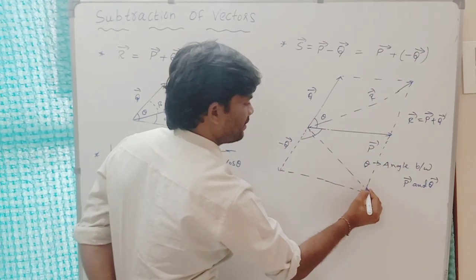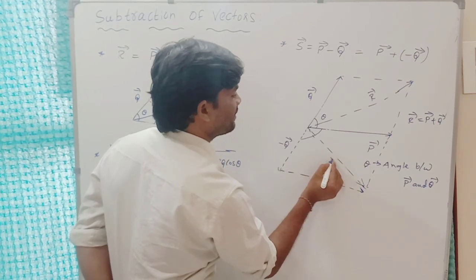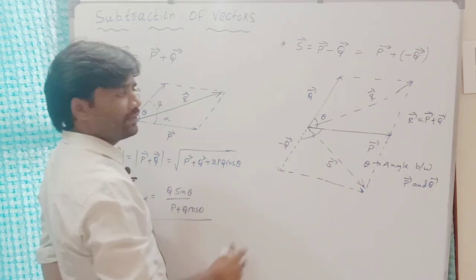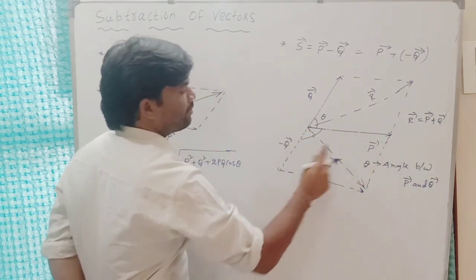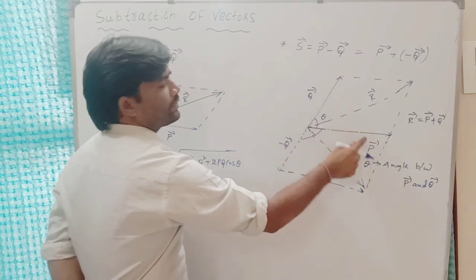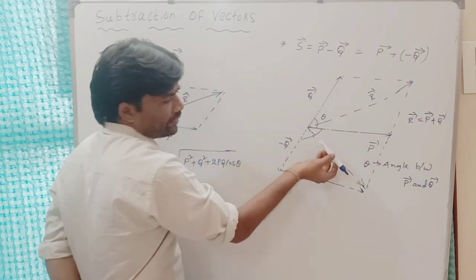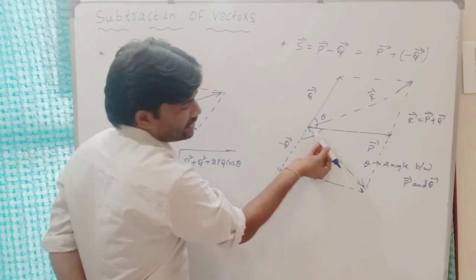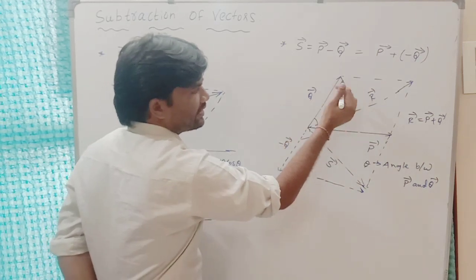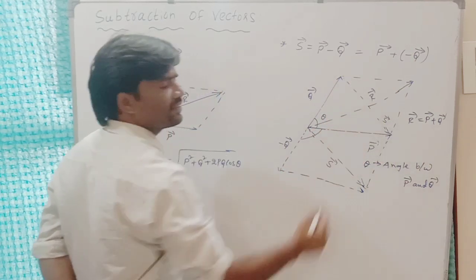You can see here the same diagram. Now this side is what? S. This is P, this is Q. The diagonal of this is given by the sum of these two. So the sum of these two is given by this diagonal. Indirectly, you can shift this vector from here to here. This is also S. This is S.